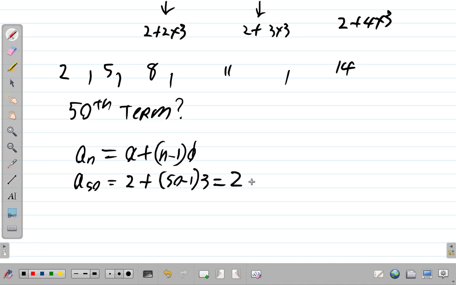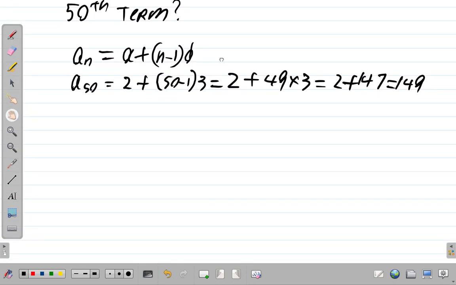So what you get is 2 plus 49 times 3. 49 times 3 is what? 3 9s are 27, 7 carry 2, 3 4s are 12, 14. 147 plus 2, which is 149. Alright?